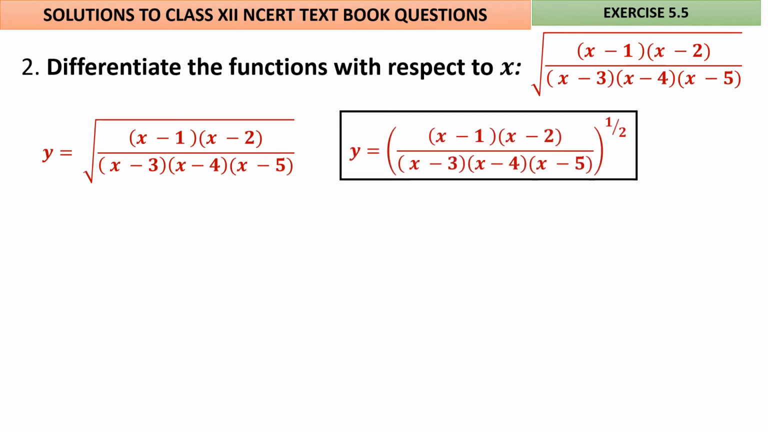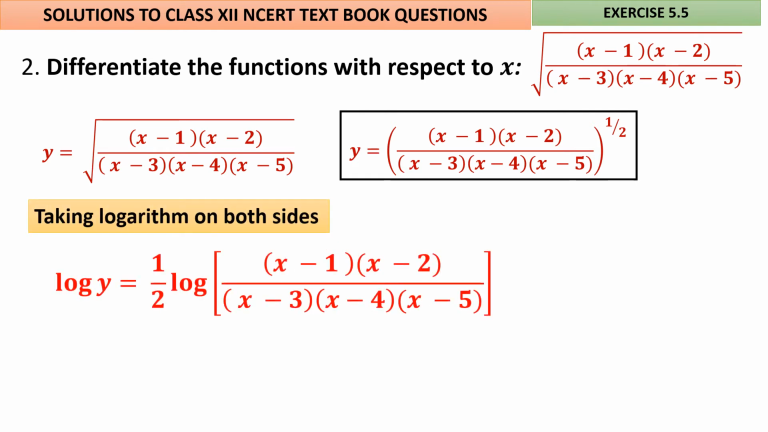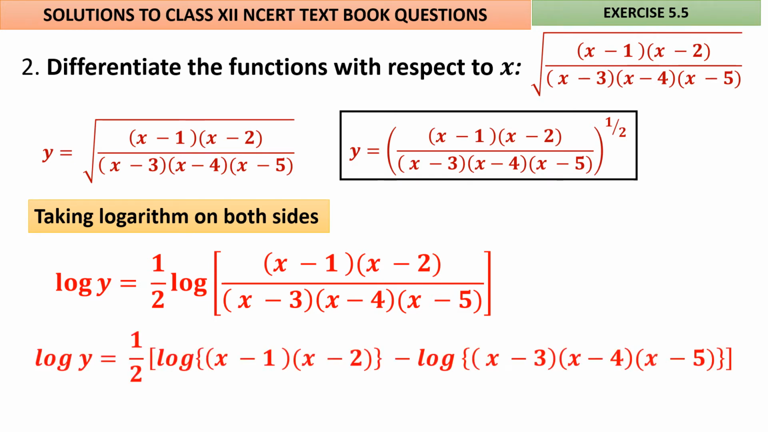Now square root is nothing but whole power 1 by 2. Cube root is whole power 1 by 3. Nth root is whole power 1 by n. Take logarithm on both sides. Log y is equal to half log of the right hand side. It's very simple, because half will come to the front. Log of the total bracket. Therefore log y is equal to half into... You know that the logarithm of a product is a sum and for division it will be minus. So log of the numerator minus log of the denominator.